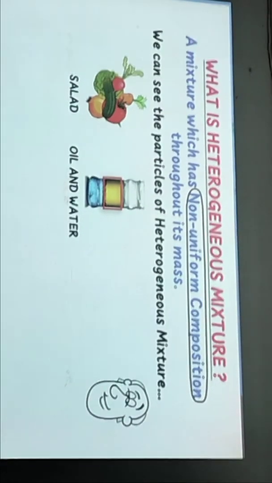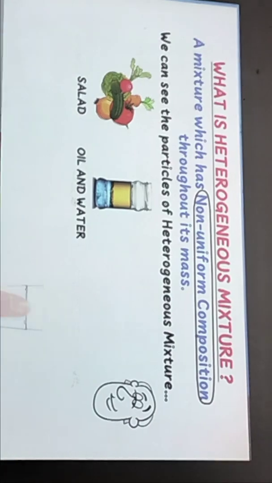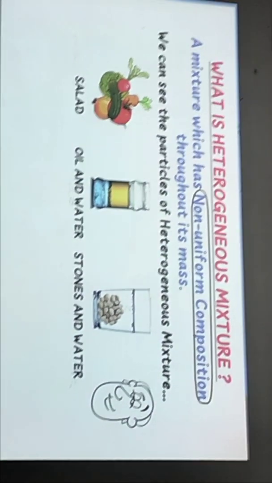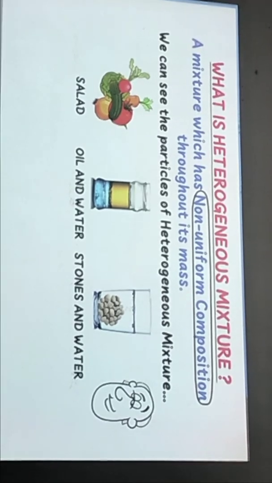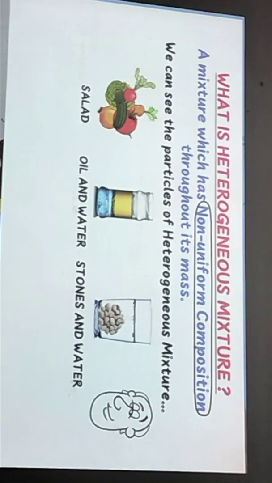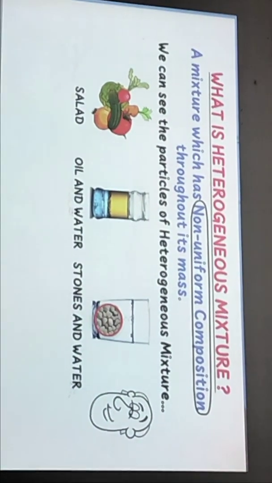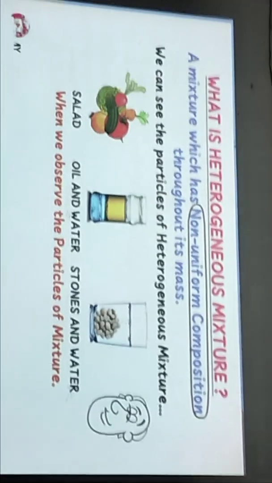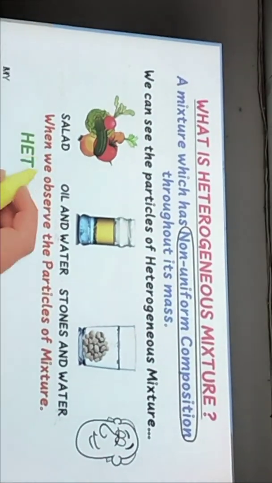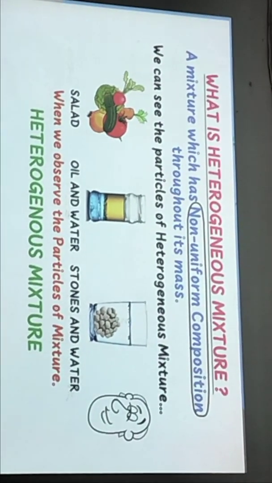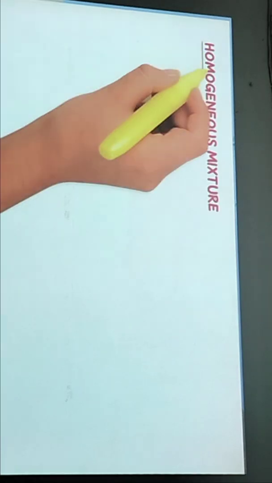The third example of heterogeneous mixture is when you put small pebbles or sand into the water. It is called a heterogeneous mixture. You can easily spot the sand and water and air. Thus remember that when we observe or see the particles of different substances within the mixture, we call it a heterogeneous mixture. Finally, let me teach you the difference between homogeneous mixture and heterogeneous mixture.